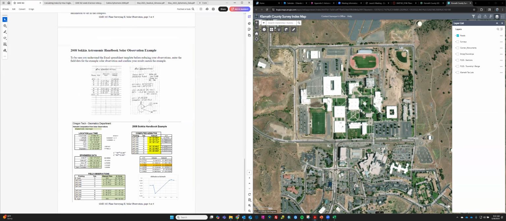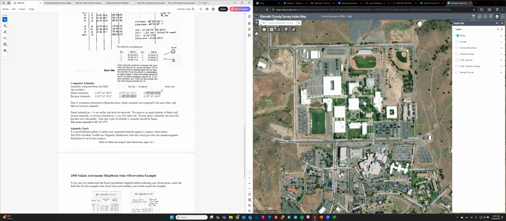On the second page, you're going to have solar observation. You can dig through that information. You've got to figure that out, and then you can come up with your azimuth, as well as we're going to get coordinates using GNSS.